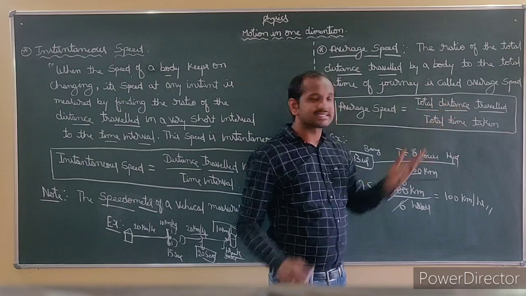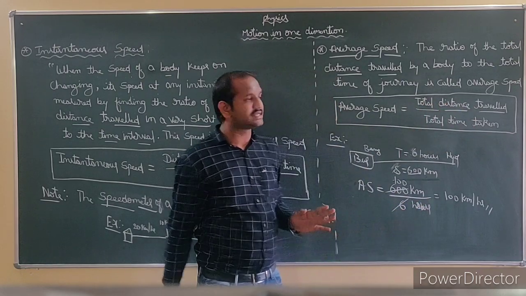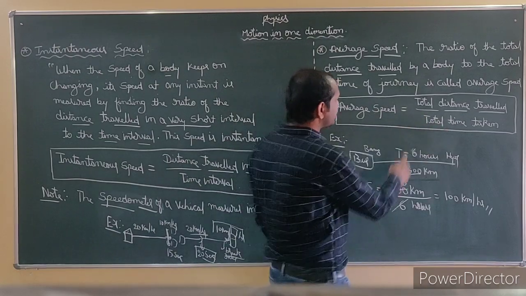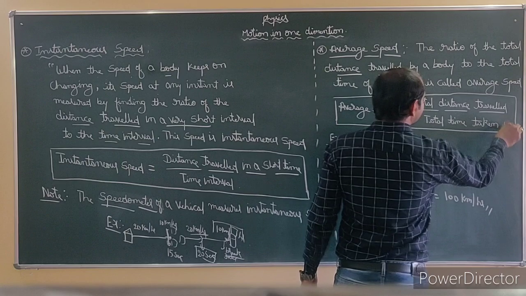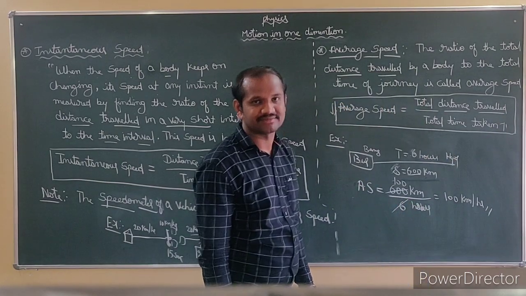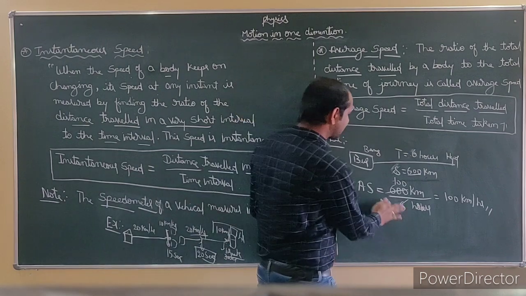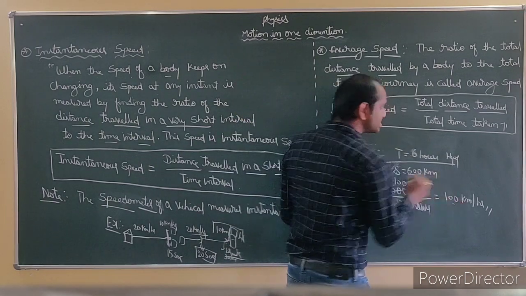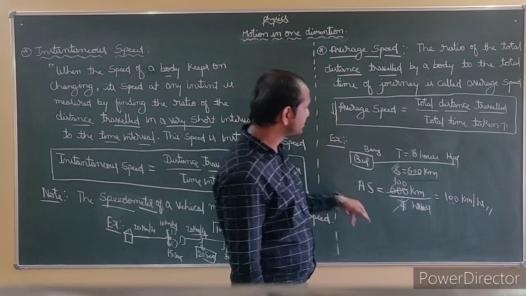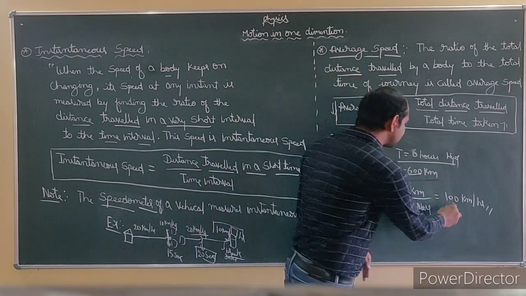Usually the total distance remains constant between any two cities if you take. But speed and time are inversely proportional to each other. You must see this. As the total time taken increases, what happens to the average speed? The average speed keeps on decreasing. Understand? If I take this 6 hours to be 7 hours, what happens? It is no more 100. It's less than that. Speed decreases, means it becomes less than 100.